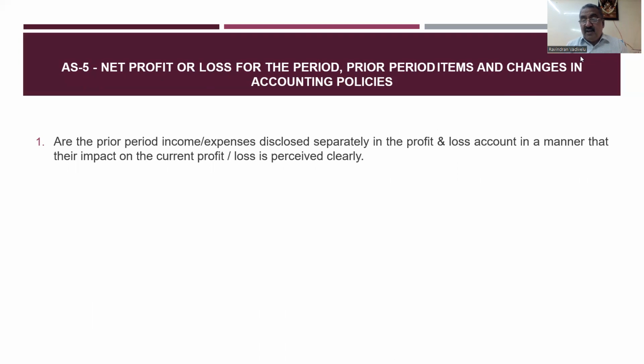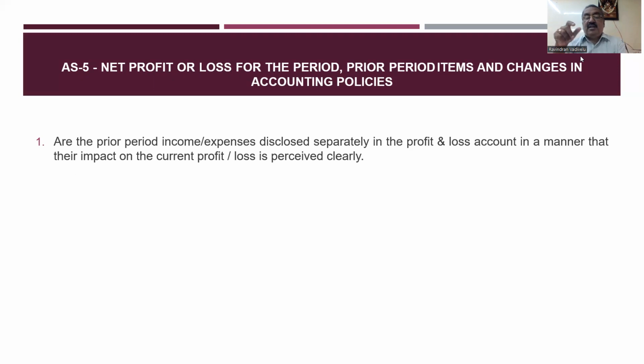You have to specifically mention in your report that those items have a direct impact on the profit. The prior period income and expenditures should be disclosed separately in the profit and loss account in a manner that their impact on the current profit or loss is perceived clearly. So it's clear that the practicing unit has to see whether the company has included prior period income or prior period expenditure, passed the entry in the current year, and whether they have separately mentioned it in the financial statements.